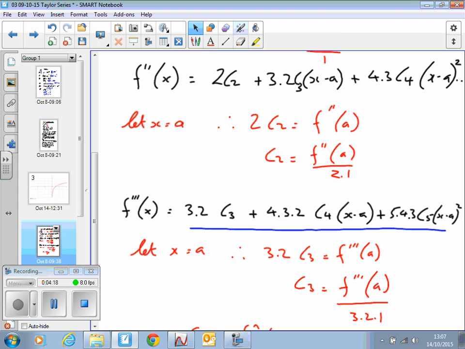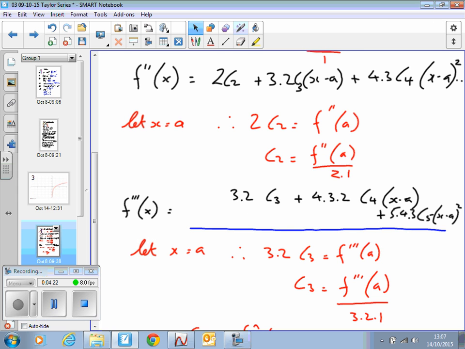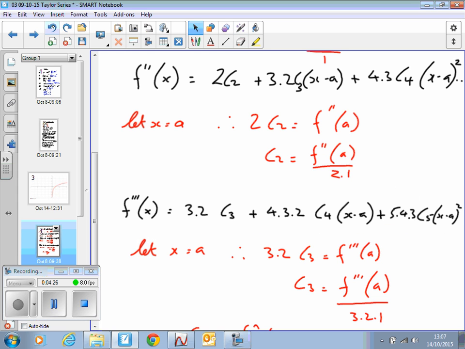So again, letting x equal a, all terms disappear apart from the first term, 3 times 2 times C3, and we get this value here. So 3 times 2 times C3 equals the third differential, and C3 equals the third differential over 3 times 2 times 1.